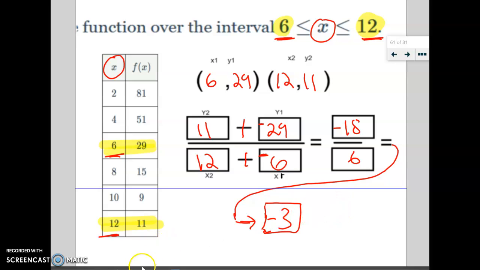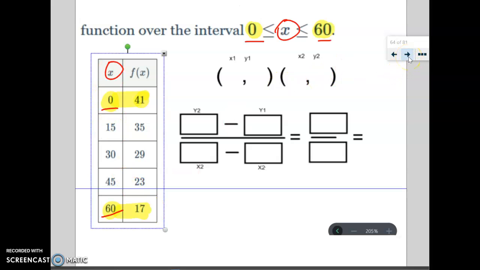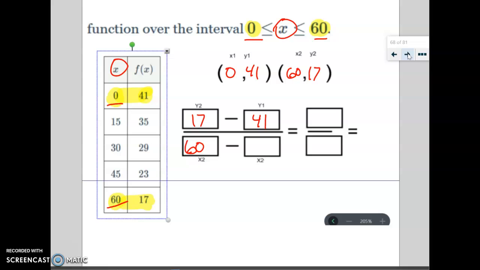Alright, let's take a look at another example. Okay, here the function over the interval is between 0 and 60. So we're going to find 0 and 60 on the x side and use those 2 points. Alright, now plug those in for my points, 0 and 41, and 60 and 17. And now plug those in, put y2 here for 17, y1 is 41, x2 is 60.